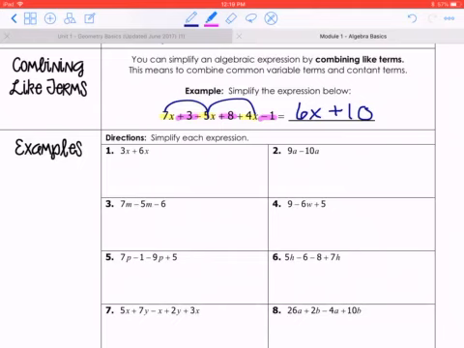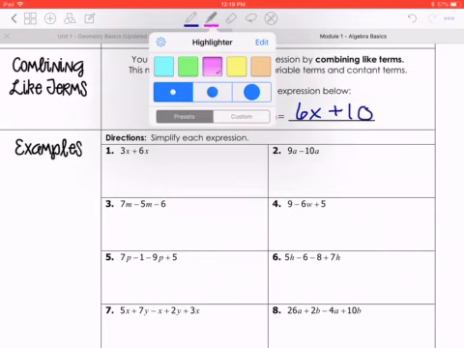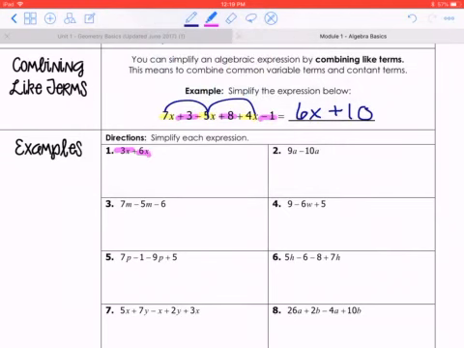So let's try some examples. If we look at number 1, I have 3x and 6x. They both are variable terms, so I can combine them together. I'm going to do 3 plus 6, and that is going to give me 9x. And that's all I would do. I would be done. If I go to problem 2, we have 9a minus 10a. They both have an a, so we can subtract them. 9 take away 10 is going to leave a negative 1a, or you can just write it as negative a. It means the same thing.